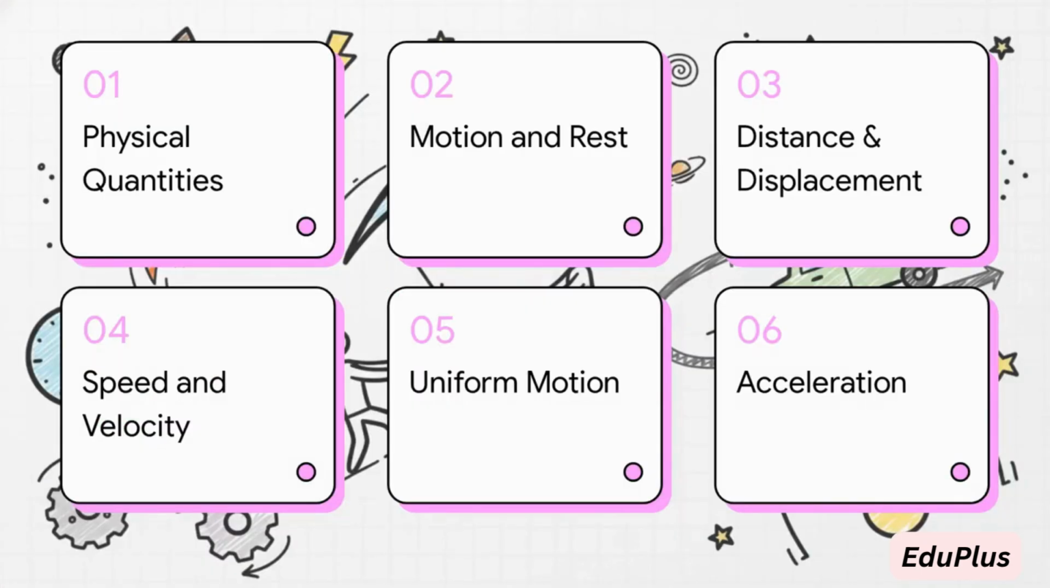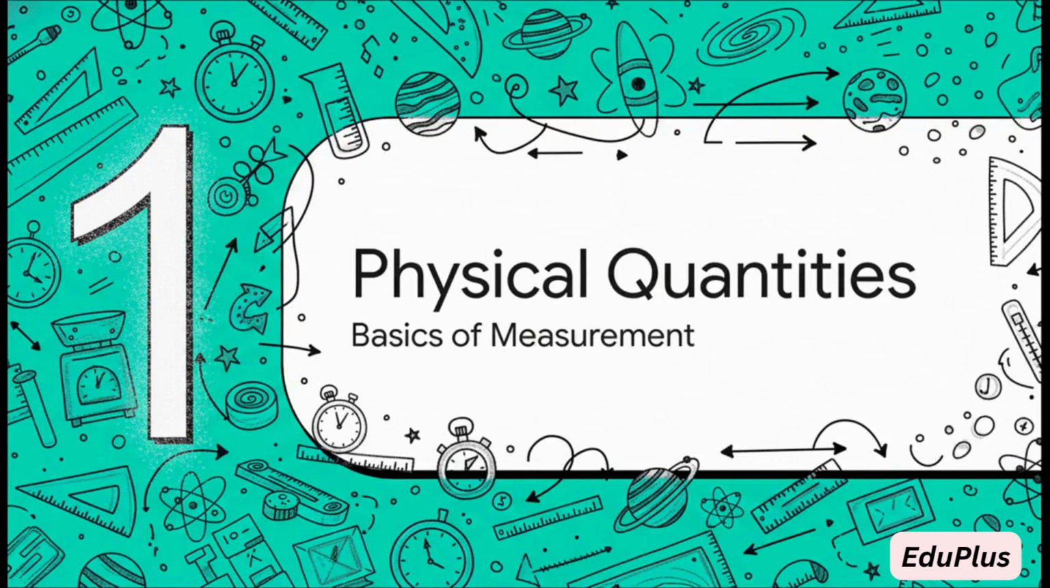Okay, let's dive into our roadmap for today. We'll hit the basics of physical quantities, motion and rest explained, distance versus displacement, understanding speed and velocity, uniform versus non-uniform motion, and finally, an introduction to acceleration. Starting right at the top with Section 1, Basics of Physical Quantities.